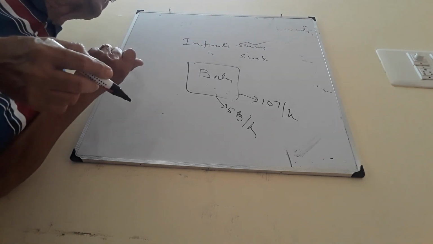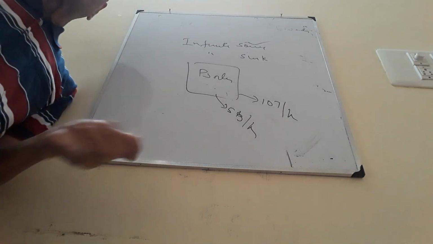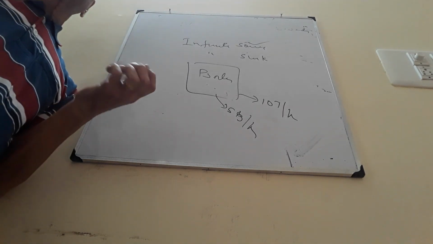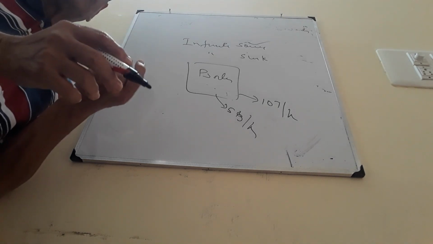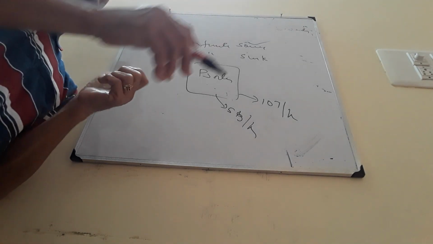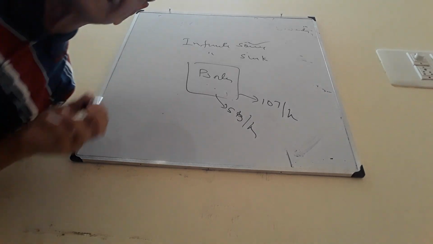Similarly, infinite sink. For example, our atmosphere is infinite sink. You put heat, its temperature is not going to change. So any system or surroundings whose temperature does not change by drawing heat or discharging heat is called infinite source and infinite sink.